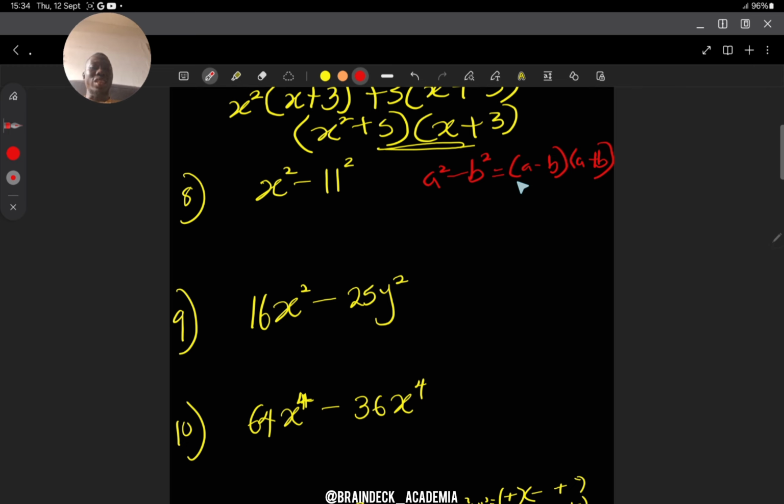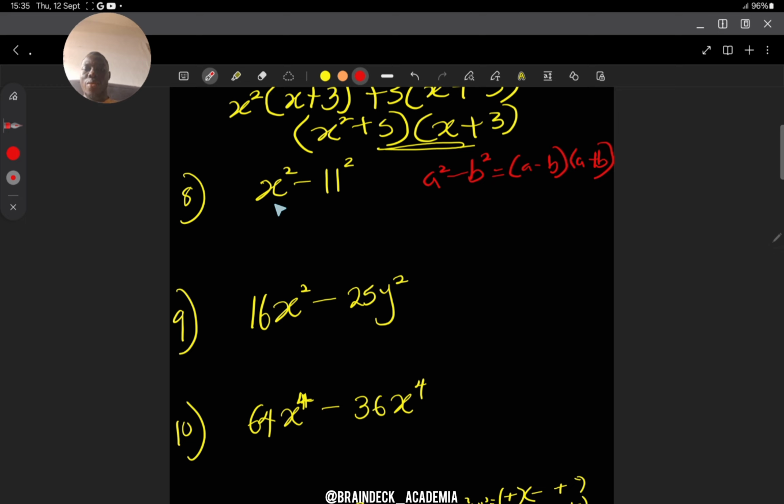A squared minus b squared is the same thing as bracket a minus b bracket a plus b. If you multiply this, it will give you this. So whenever you see anything similar to this in any question, you solve it using this pattern. Now look at this. This looks like this. So since this looks like this, that means I have to expand it to look like this.